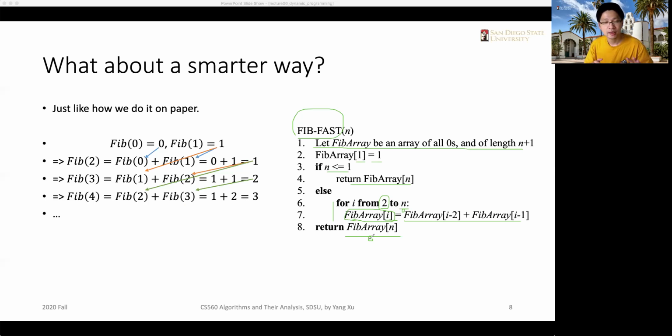So this fast, or better, implementation of the Fibonacci number is preferable because it doesn't include recursive calls, and it's just one for loop. So it has a linear running time, okay? It just mimics the way that we do the Fibonacci problem on paper. We start from the first, then the second and the third, until the nth number that we want to know, okay?